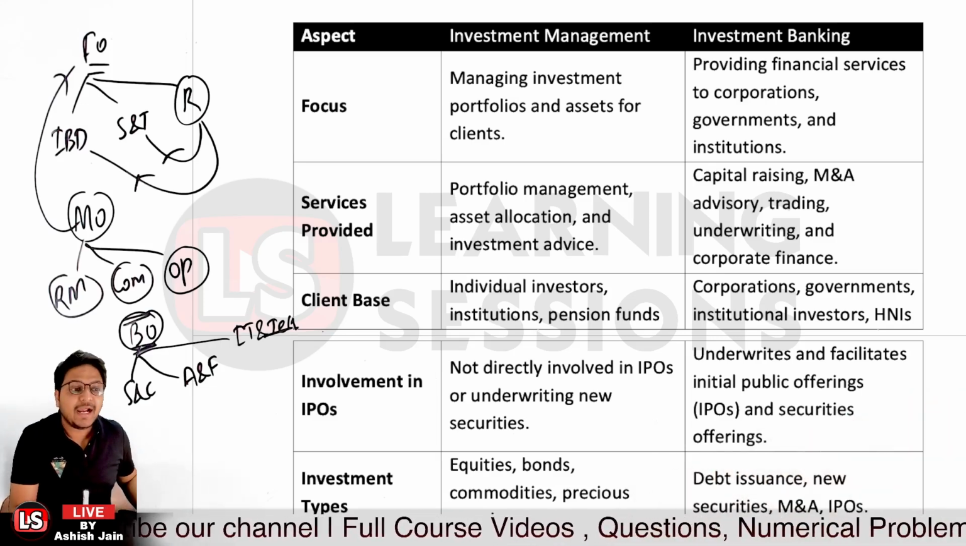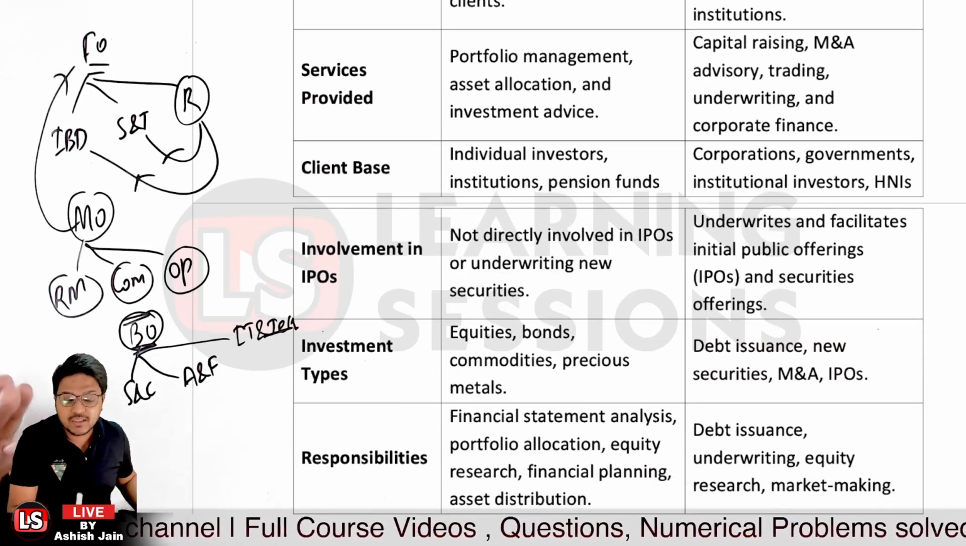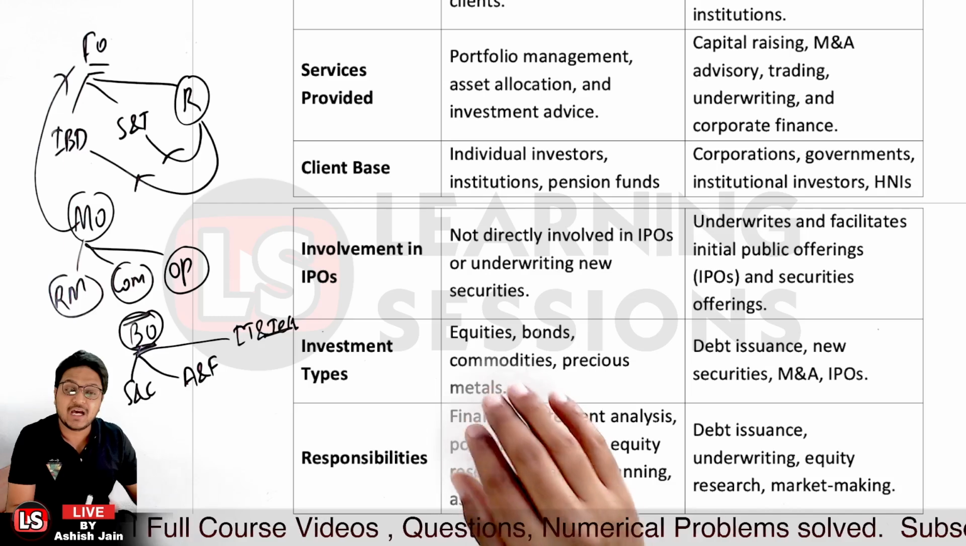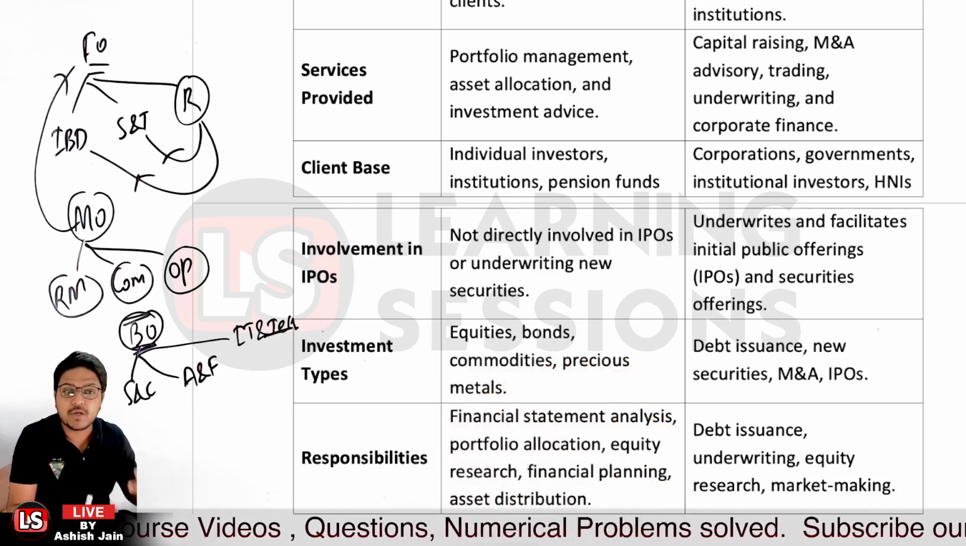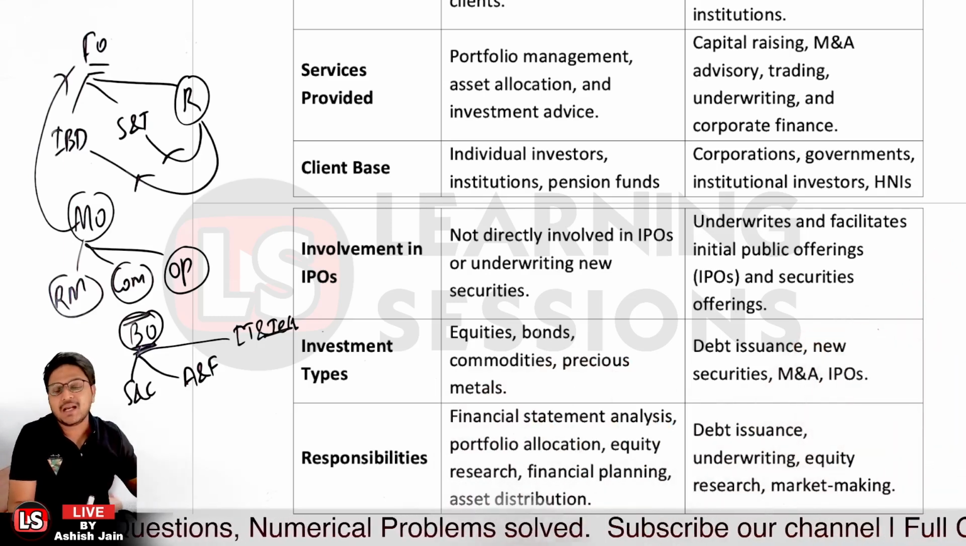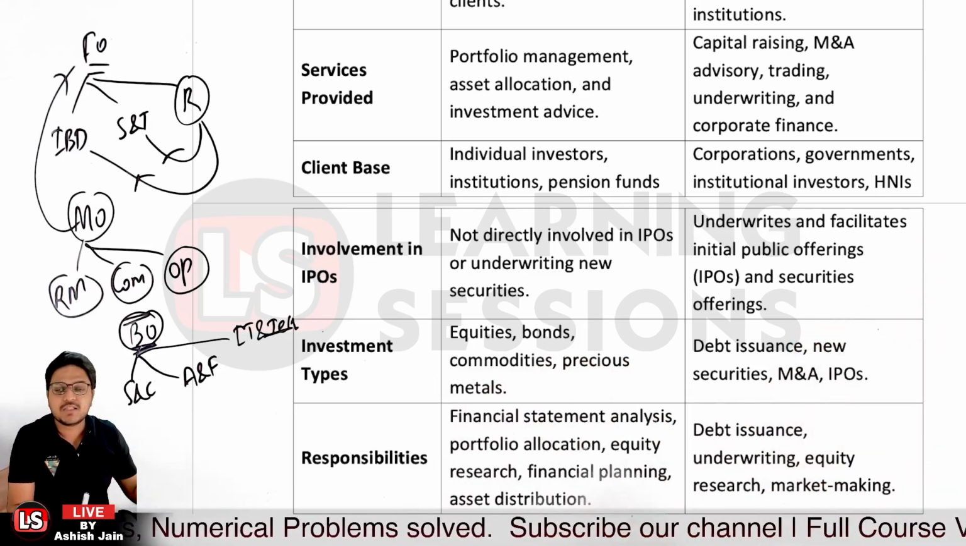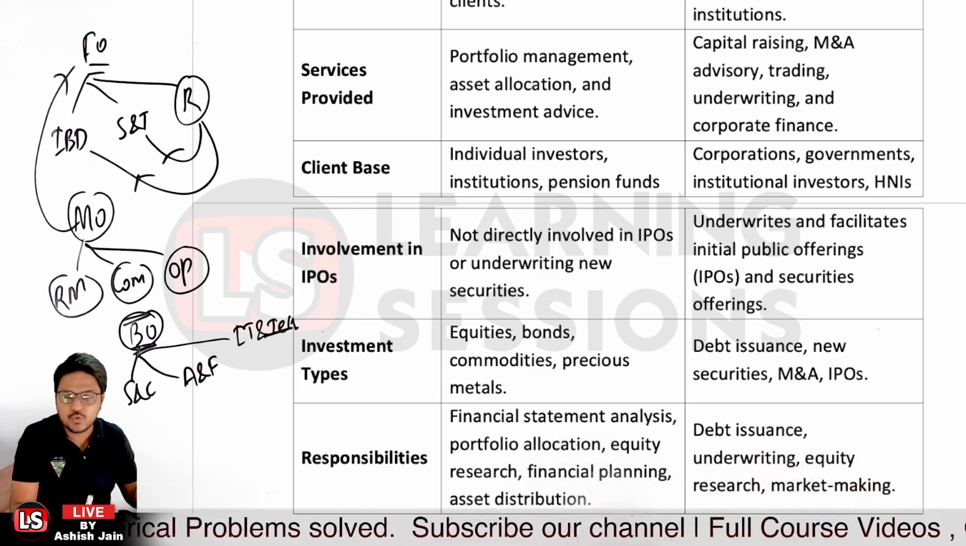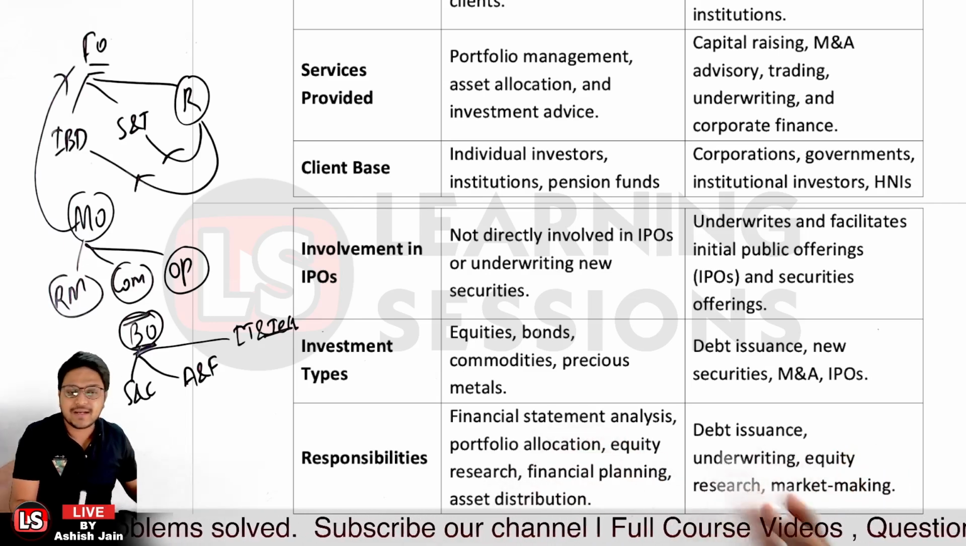And if we talk about the investment types, investment management is particularly investing in equities, commodities, and precious metals. But if we talk about the investment bankers, they are dealing with IPOs, mergers and acquisitions, capital raising, new securities, and debt issuance, right? That's the thing.